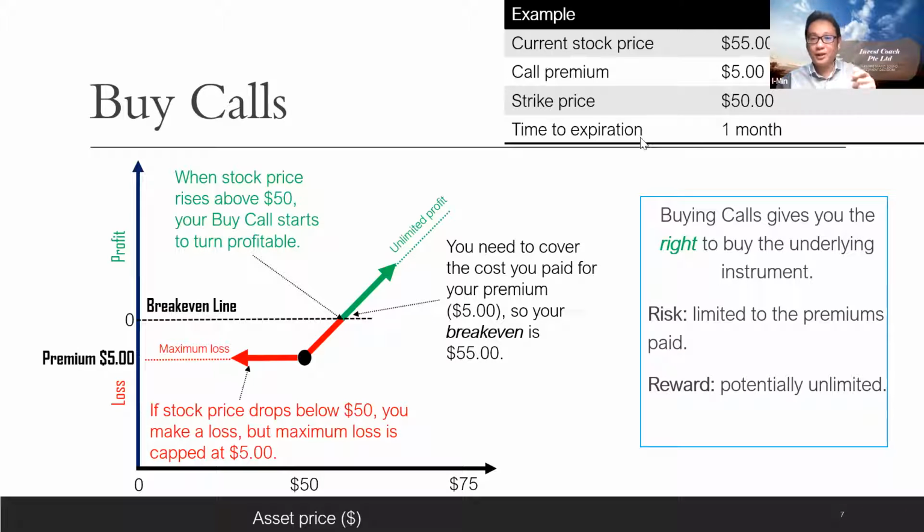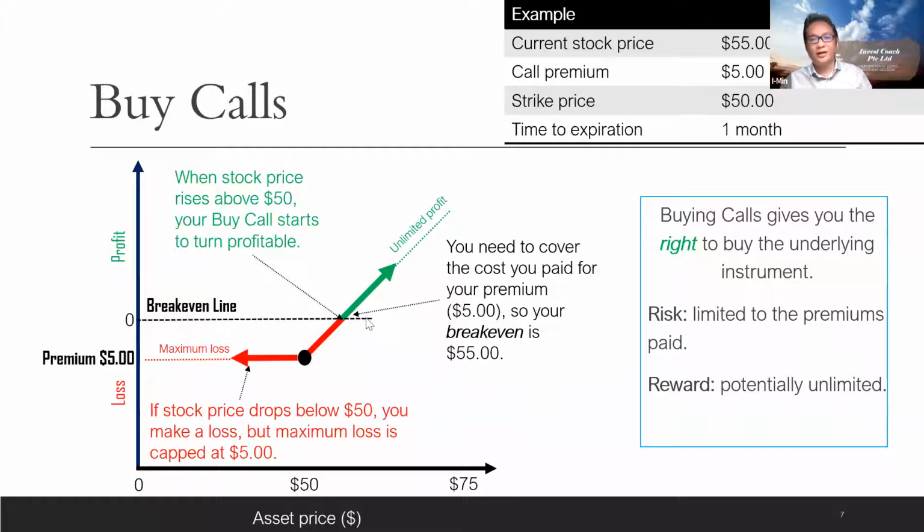With this call option, as a buyer, I can buy the underlying instrument, which in this case is the Apple stock, at the strike price of $50 within the next 1 month. That's what it means. So let's say today I buy a call option from Seong Yu. I pay him $5, and then I have the right to buy the underlying instrument from Seong Yu, which is the Apple stock, at $50 within the next 1 month. So this is what the option does.